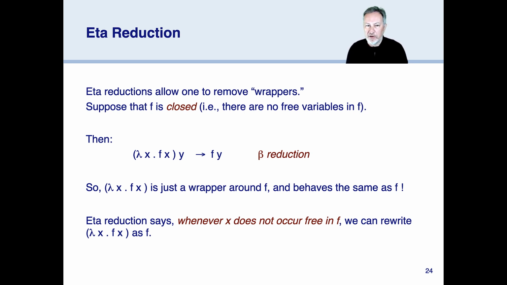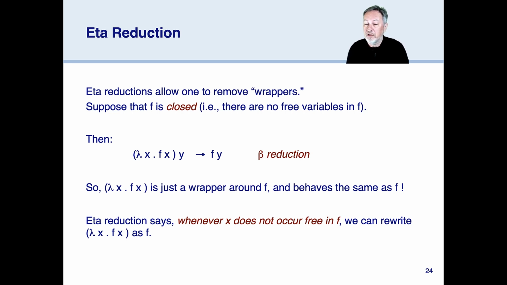Let's have a closer look at eta reduction. This is the refactoring that lets you remove a wrapper. So suppose that f is a closed lambda expression, so there are no free variables in f, it's a combinator. Then, if I have the expression lambda x dot f x, with a beta reduction it gives us f y. So in other words, this whole expression lambda x dot f x is just behaving like f.